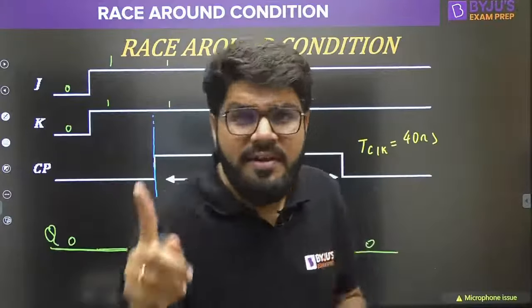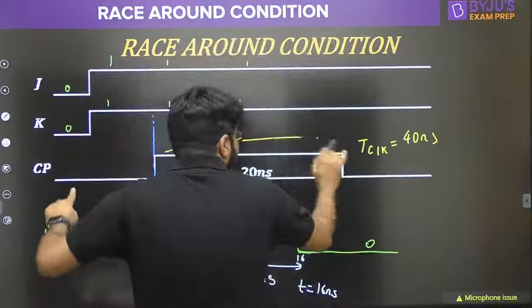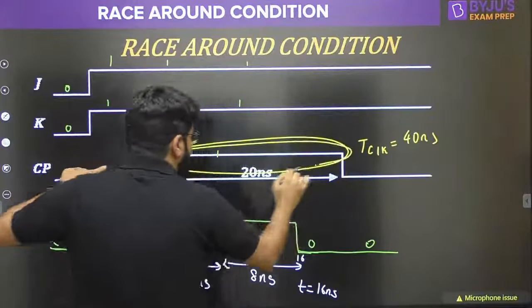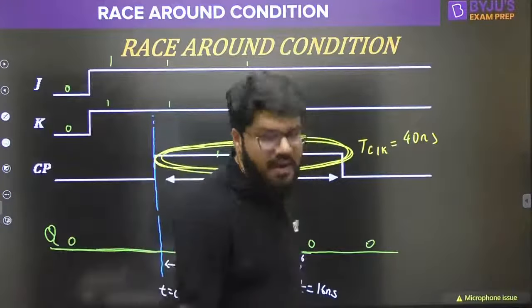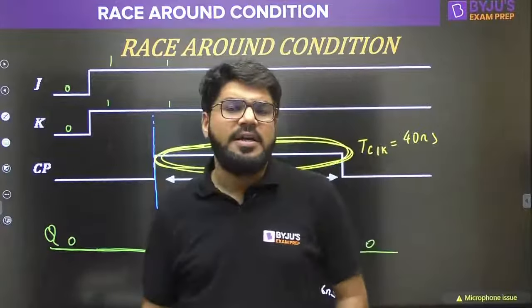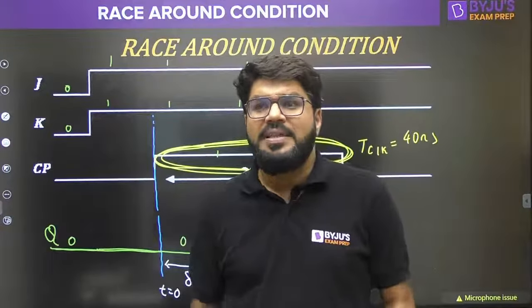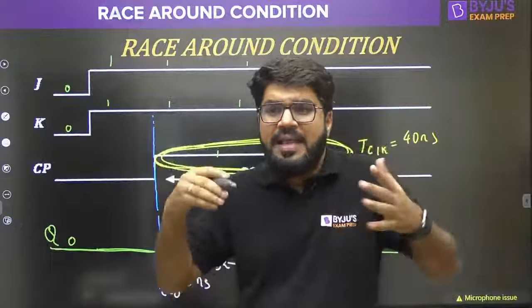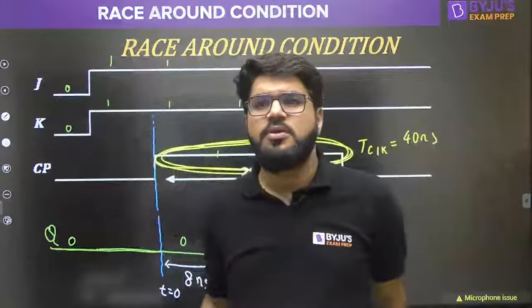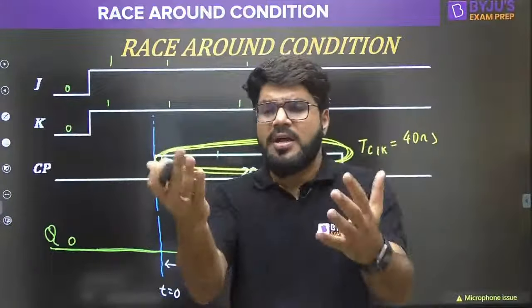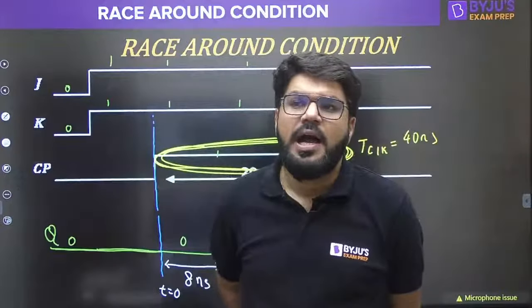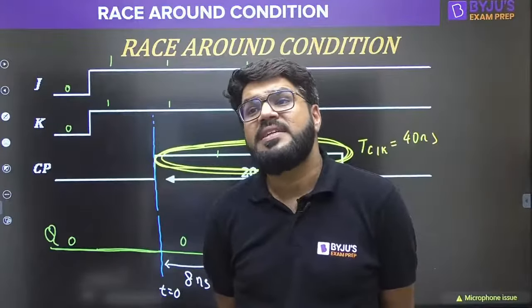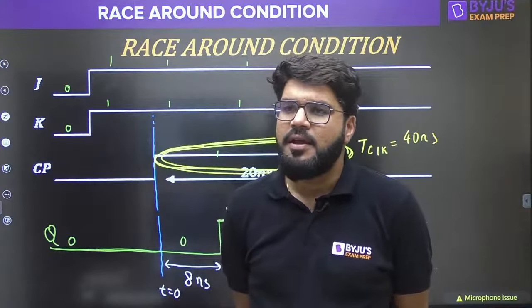I'm talking about a level triggered circuit, and as long as the clock is at level 1, the inputs will be accepted and the circuit will respond and produce a new output. As long as the clock is at level 1, the inputs will be accepted, and the output will be produced accordingly. That is why this double repeated operation occurred here.